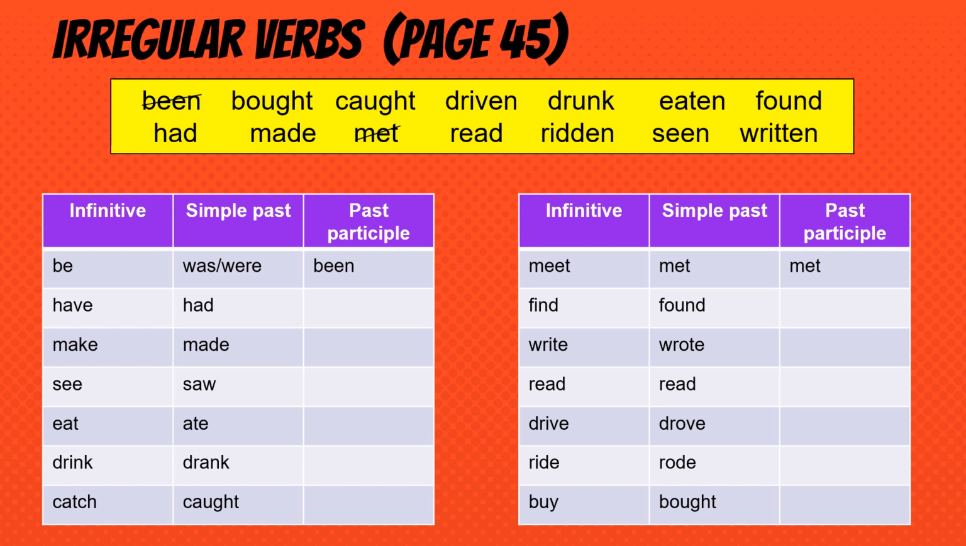Look at the first example. Be is the infinitive form, was and were the simple past, and being is the past participle. In the second chart, meet is the infinitive form, met the simple past, and met the past participle. Remember that we use the past participle with the present perfect tense.